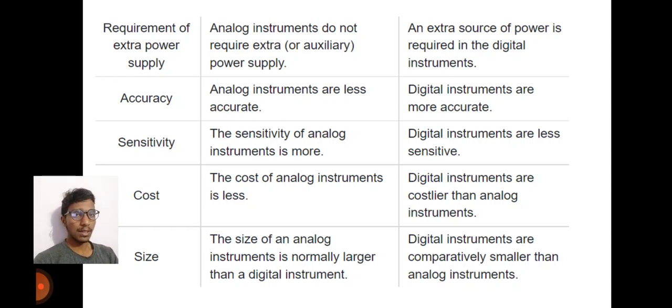Based on the sensitivity, the sensitivity of the analog instrument is more and the sensitivity of the digital instruments is less. And the cost of the analog instrument is less, whereas the cost of the digital instruments is somewhat costlier than the analog instruments. The size of analog instruments is normally larger than digital instruments because they hold the ICs, etc. So the size of analog instruments is more. Digital instruments are comparatively smaller than analog instruments.